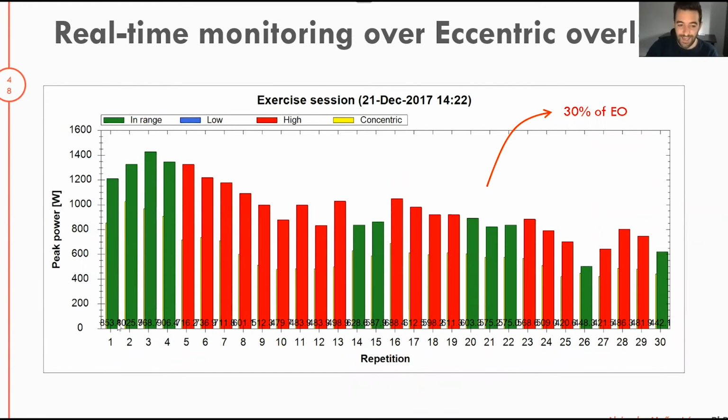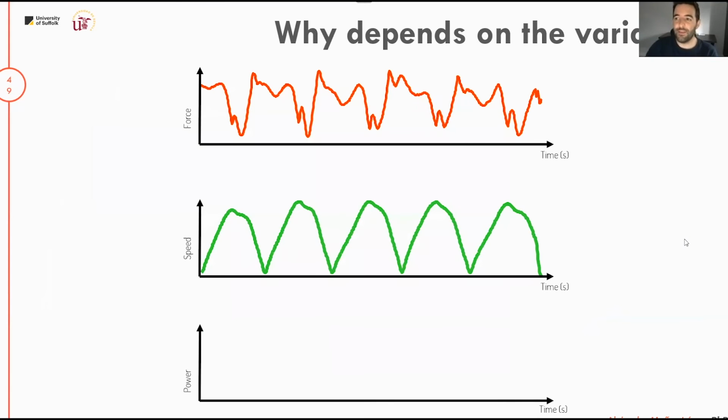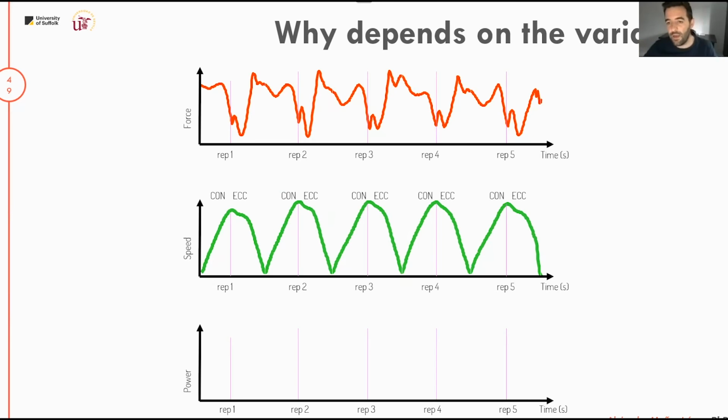Here, if we pick again the same 30 repetitions from the previous athlete, we see how the eccentric overload is achieving the whole repetitions, but is now classified on 30% in the range or higher to 30% over the range. And why does the eccentric overload depend on the variable? We have here 5 repetitions. We have force, we have speed, and we have power. And we have concentric phase, eccentric phase, concentric, eccentric. This is how it looks, the time course of those variables when you execute 5 repetitions on the flywheel on the same set.